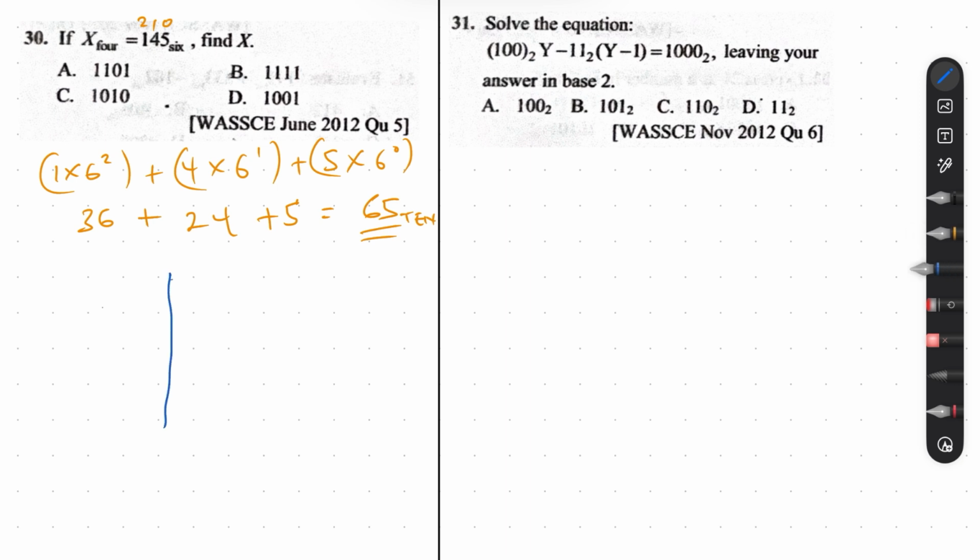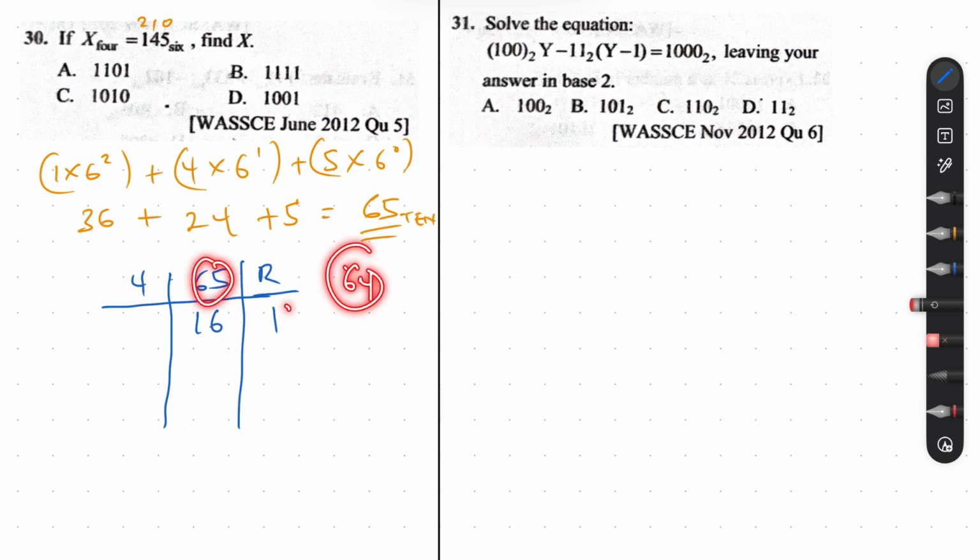We write our table, the remainder here, 65 here, and base 4. 4 can go into 65 how many times? 16 times, remainder 1, because 4 times 16 will give us 64, and 65 minus 64 is 1. How many times does 4 go into 16? 4 times. Remainder 0.